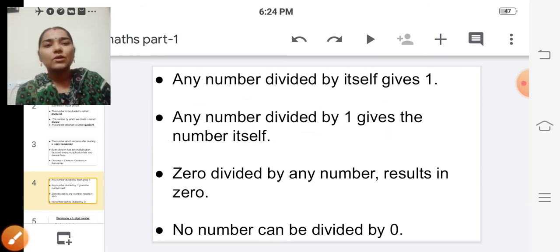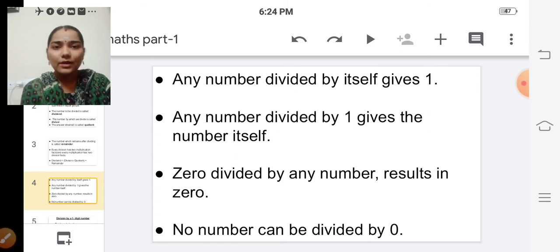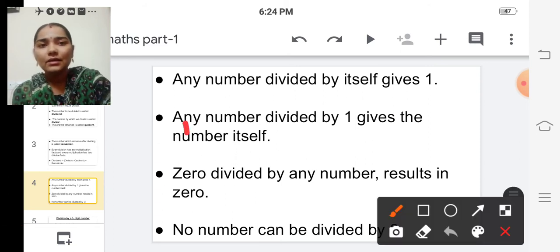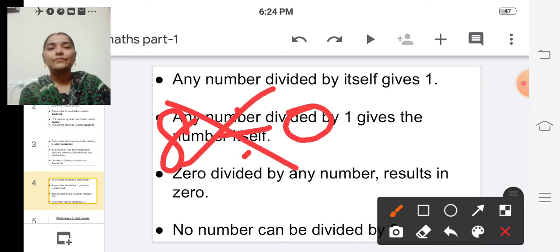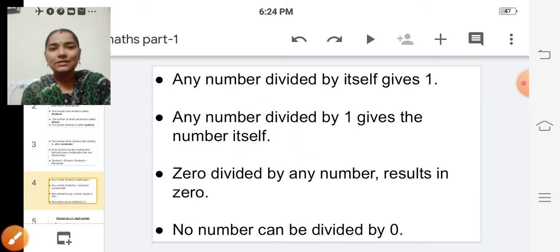And next one, no number can be divided by 0. No number can be divided by 0. So no number can be divided by 0. So is it all clear, children? Yes. So shall we move on to the problems?